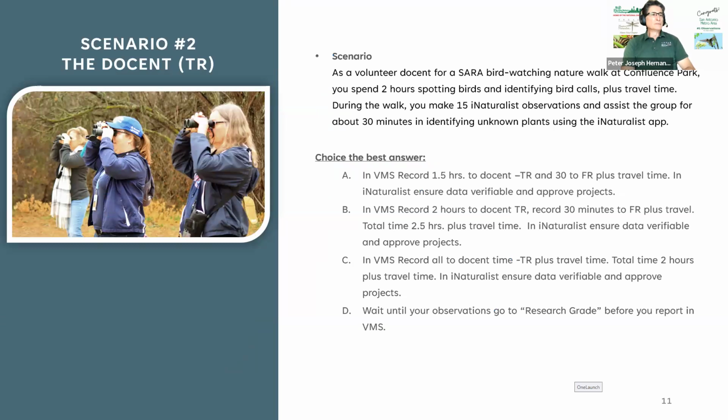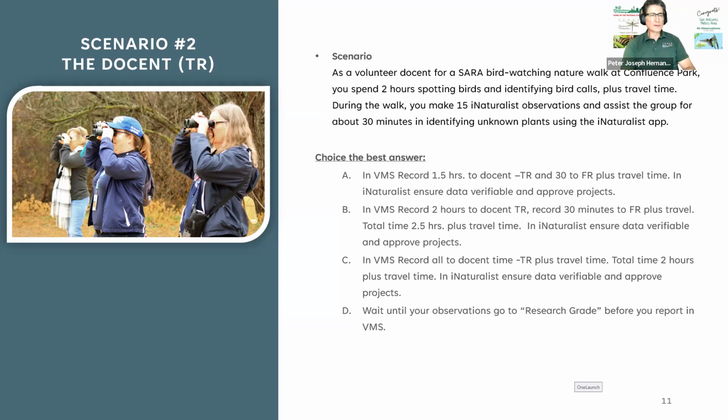Okay, scenario number two. You're a docent, and you're volunteering for the San Antonio River Authority Bird Watch Nature Walk at Confluence Park, and you spend 2 hours spotting birds, identifying bird calls, plus you traveled there for a good distance, and then during the walk you make 15 observations, and you assist others in making iNaturalist identifications that were unknown on unknown plants. So how should you do it? A, B, or C, or D?